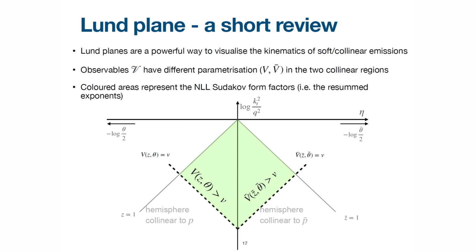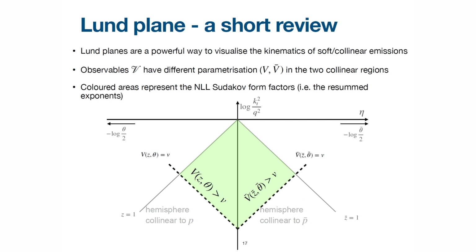These two lines define the kinematic limit, z to 1. Whenever you have a bar, it's because I'm measuring something with respect to the B bar, but there's no bar with respect to the B. And these lines define the observable I want to measure. The handy thing about this diagram is that by just drawing lines and coloring areas, you have an idea what the next-to-leading log resummation is going to be.